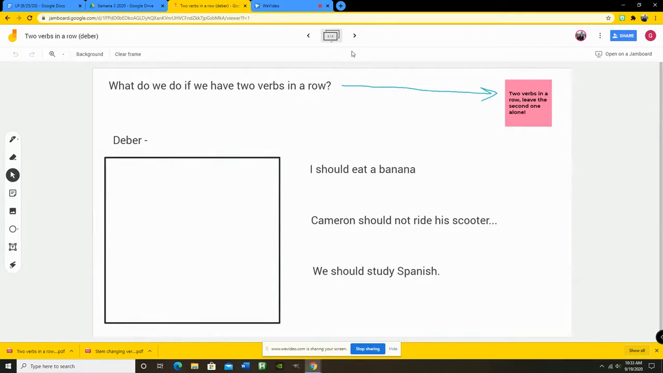So there's one issue that we have, and this is something that I talk about in Spanish too. In Spanish 1, you learn how to conjugate one verb. But what do we do if we have two verbs in a row? Well, if you have two verbs in a row, you leave the second one alone. The verb deber is one of our verbs this week that we are going to use with another verb. So there's going to be two that are right next to each other when we use the verb deber. Deber means ought to or should.